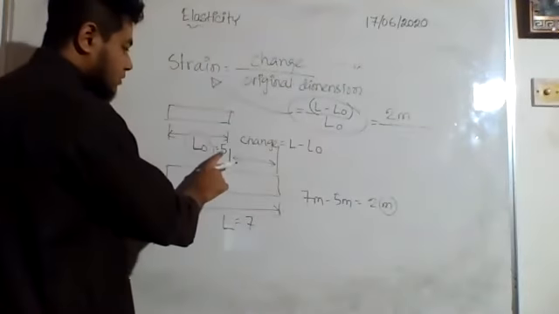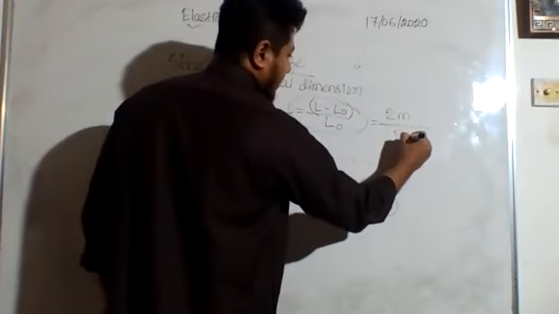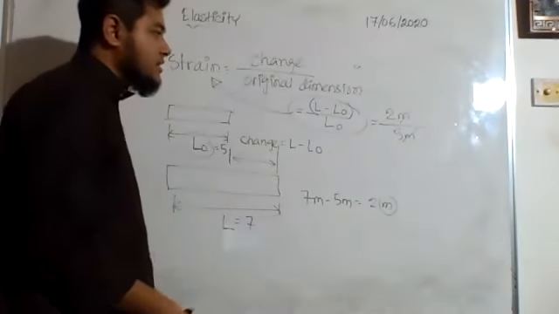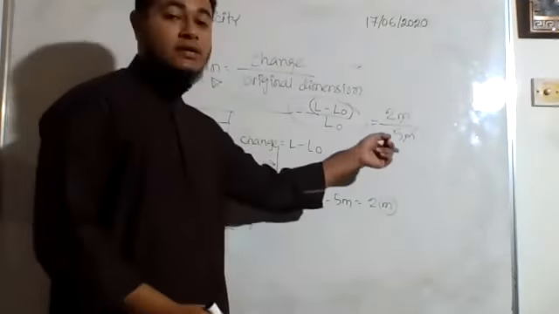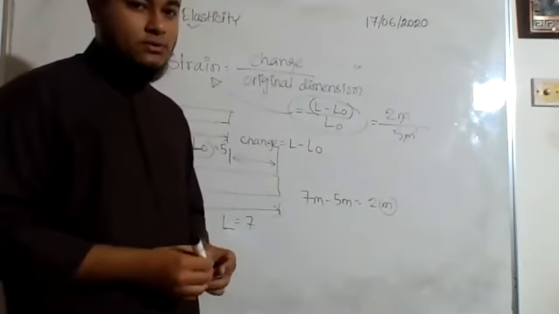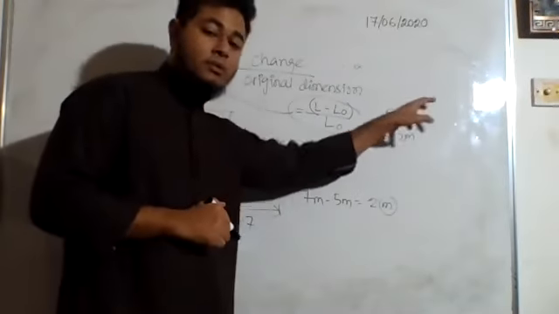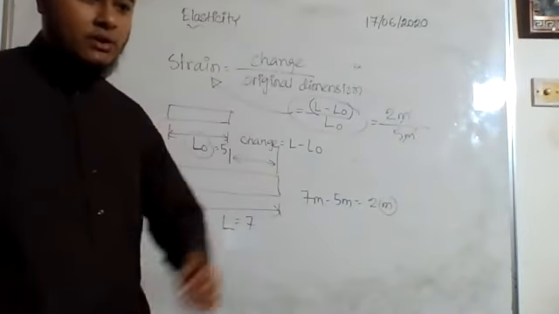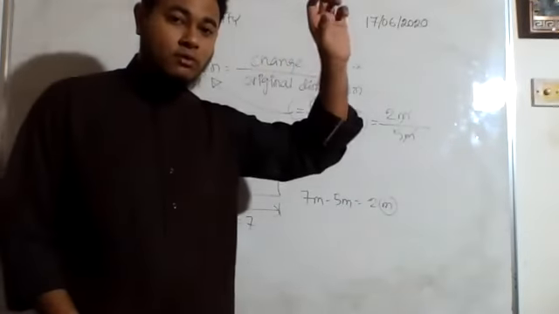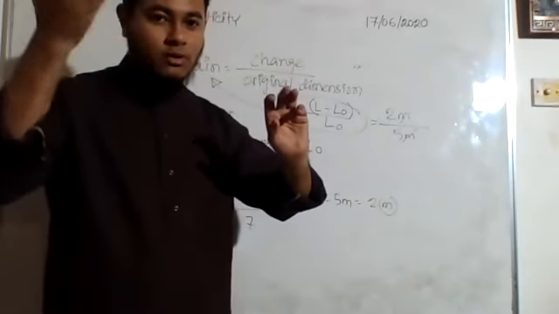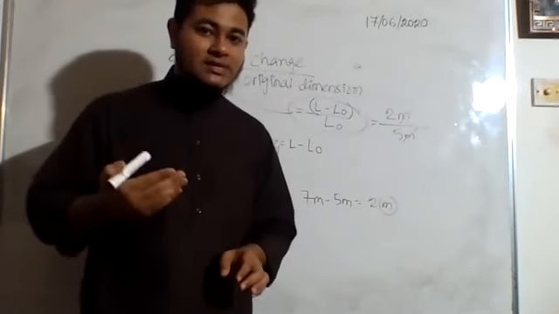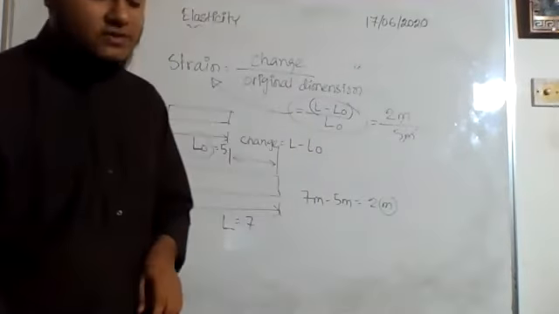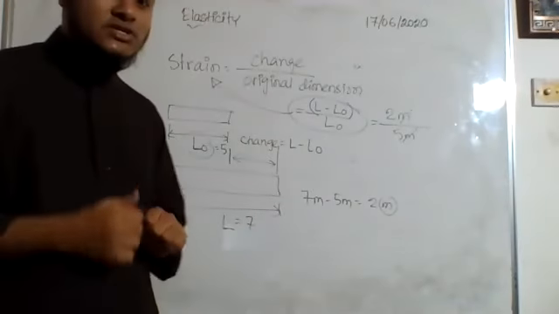L naught is also a length, so it is 5 meter. So meter and meter actually cancel each other, and as a result there is no unit. Okay, so here we will not get any unit because the same unit on top and bottom will cancel each other. It is just like efficiency, output power divided by input power. Power and power are the same quantity, so they cancel each other, and as a result no unit will be there in case of efficiency, and that is the case with the strain also.